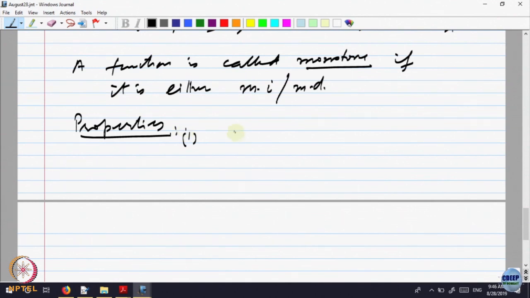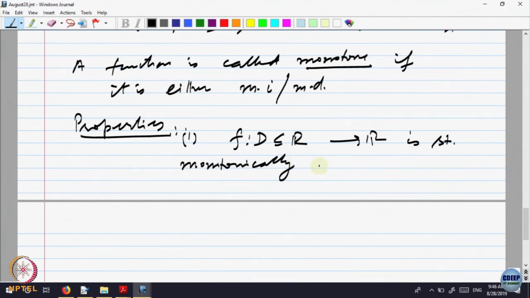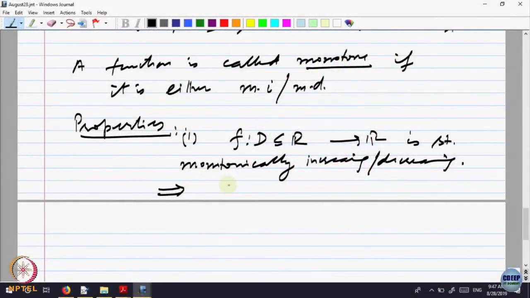Let us look at one. Suppose f from a domain D to R is strictly monotone. Let us say strictly monotonically increasing or strictly decreasing, one of them. It is given to us. Then this implies the obvious property that f is 1-1. Is that okay? The function is either strictly increasing or strictly decreasing, so it should be 1-1.